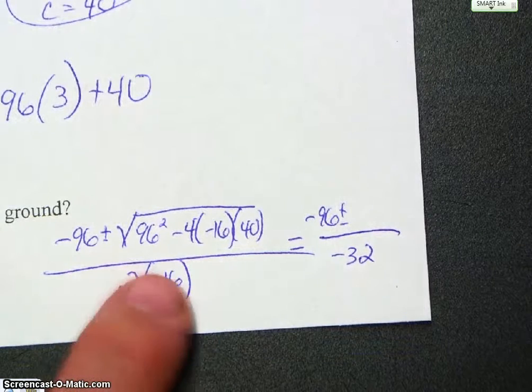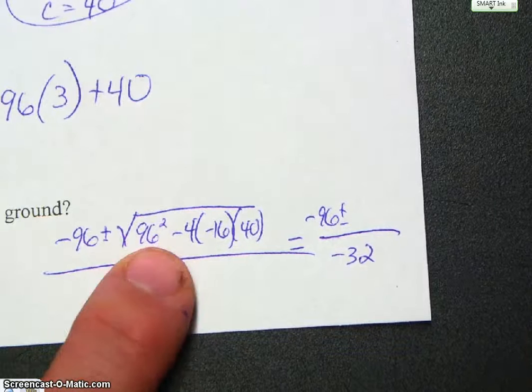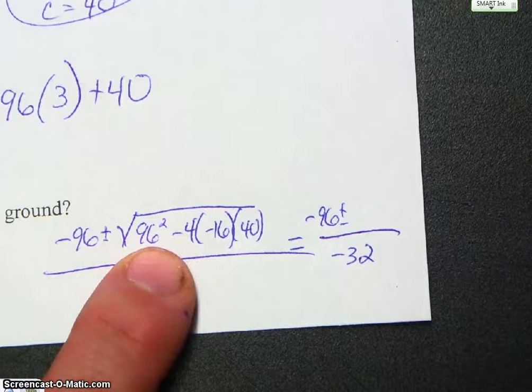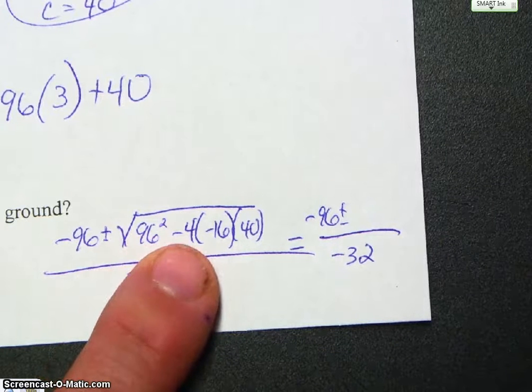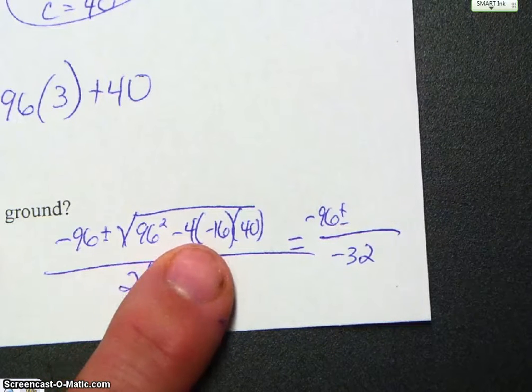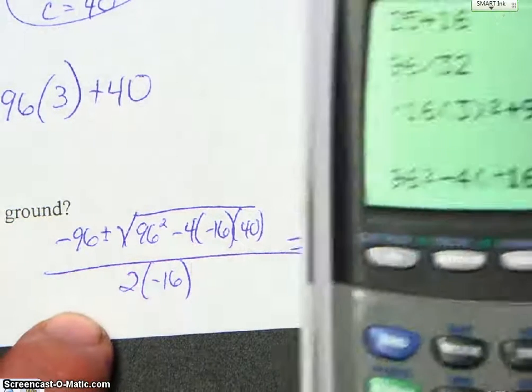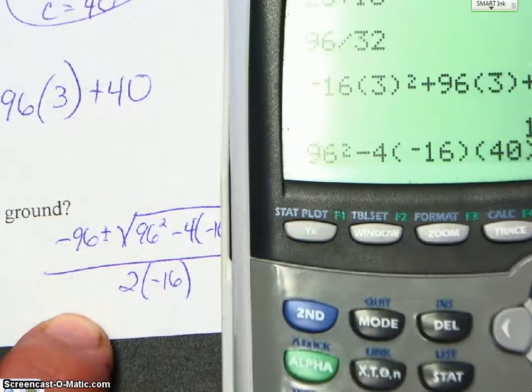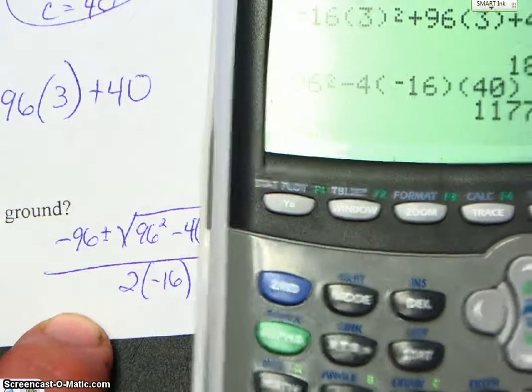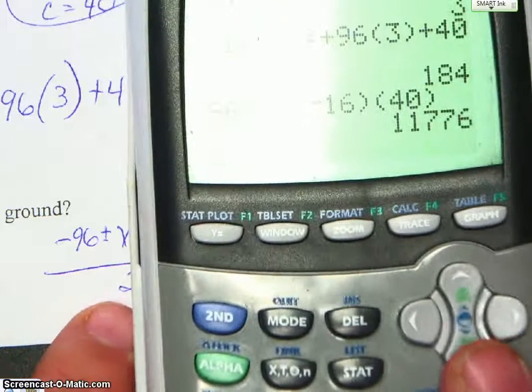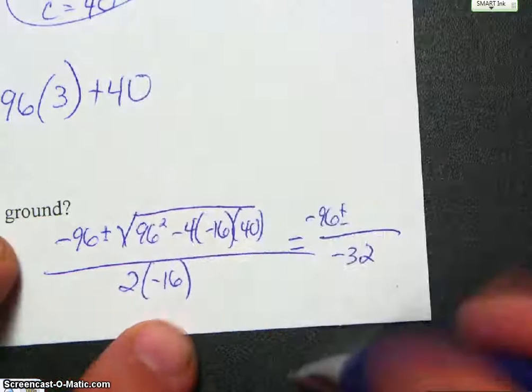All right, so let's do 96 squared minus 4 times negative 16 times 40. I'm going to put it in just the way it looks. All right, hit enter and we get 11776.